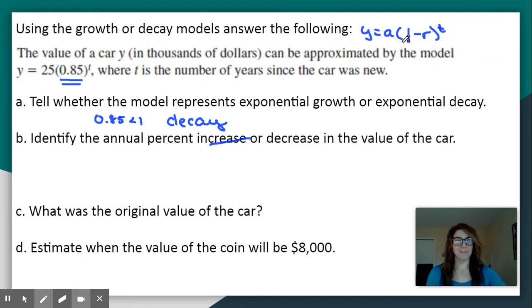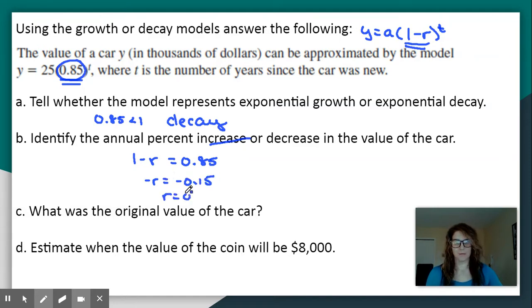And again, the fact that I want to find the percent, that means I want to find R. So all I'm going to do is take 1 minus R, that's my decay factor, and set it equal to the value of the decay, 0.85. And all you're simply going to do is solve for R. And we should all know how to solve for R here. You're going to subtract 1. You'll have negative R equals negative 0.15.